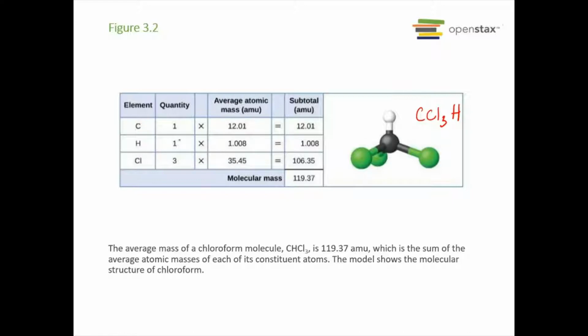So we see we have 1 carbon, so we look at the periodic table, we get its atomic mass, 12.01 AMU. There's 1 of it, so we have 1 times 12.01. Same for hydrogen, 1, only its mass is 1.008. And then we have 3 chlorines, so we have 3 times its atomic mass of 35.45, which is 106.35. We add everything up to get the molecular mass of this molecule, and that is 119.37 AMU.